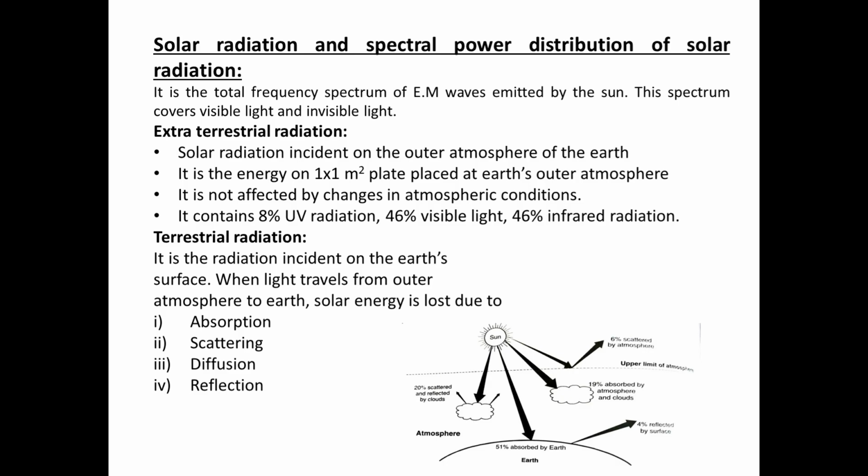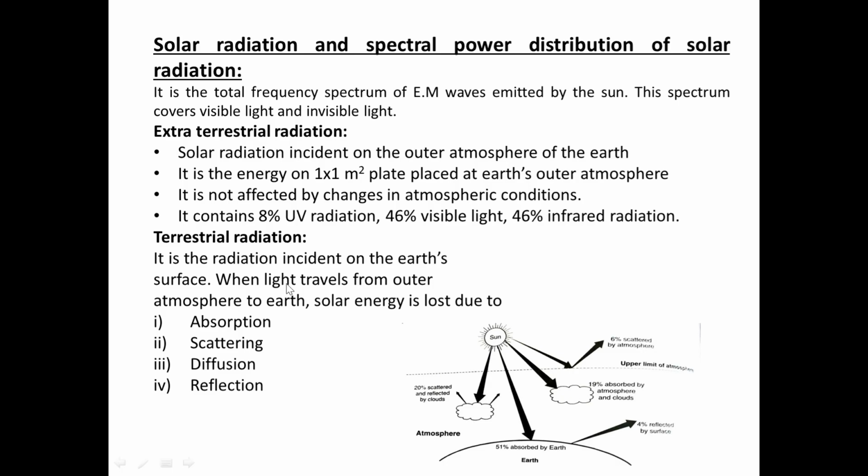And the third one is diffusion. Generally, the light rays are diffused because of clouds. Whenever clouds are present, some radiation is diffused from the clouds. And the last one is reflection. Some radiation is reflected by the Earth's surface also. The total radiation cannot be absorbed by the Earth. Some of the radiation will be reflected by the Earth's surface also. So there are four factors which affect the solar energy. That's why 100% of the solar energy coming from the sun cannot reach the earth, because of these four factors.